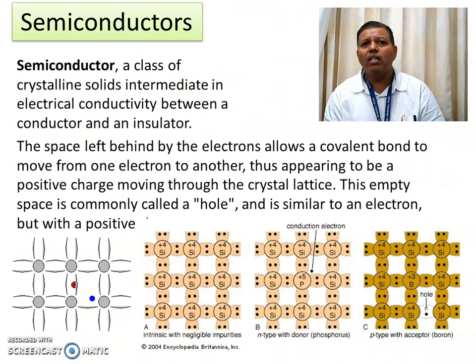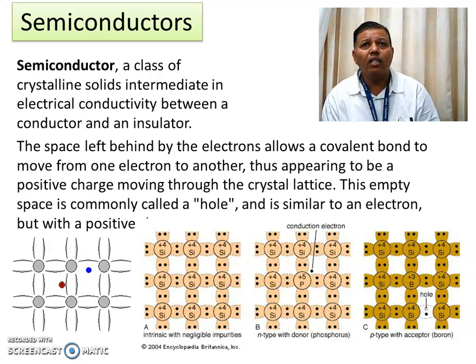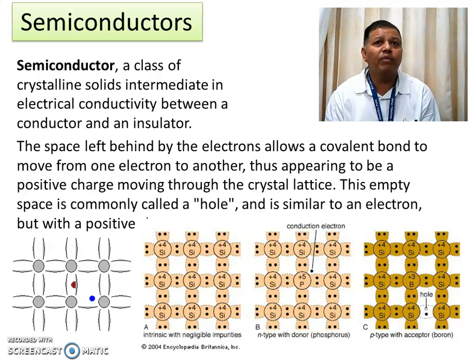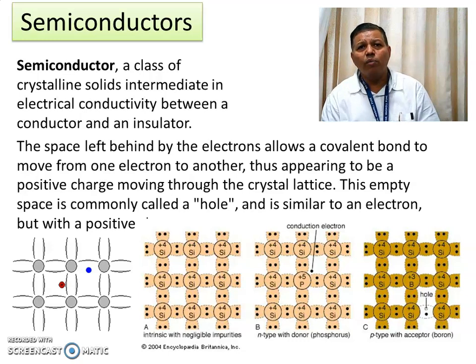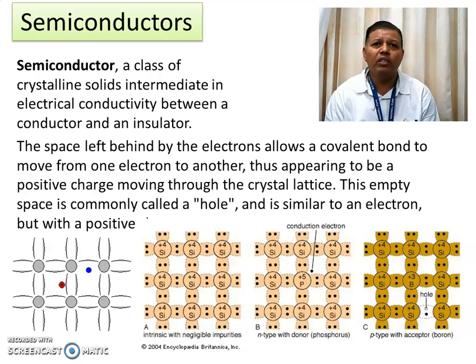Now, in case of the semiconductor, this is the most important property of some metals. A semiconductor is a class of crystalline solid with electrical conductivity intermediate between a conductor and an insulator. The space left behind by the electrons allows the covalent bond to move from one electron to another, thus appearing to be a positive charge moving through the crystal lattice. This empty space is commonly called a hole and is similar to an electron, but with a positive charge. In this way, the electron is moving from one place to another, as well as the hole is moving from one place to another, just in opposite directions.